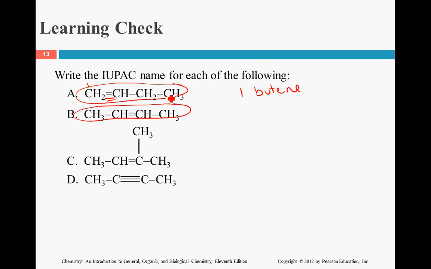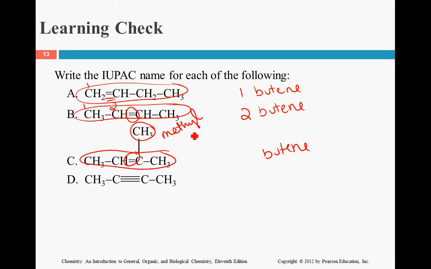Part B, once again you have 4 carbons, so that gives us but-. There's a double bond, so that ends in -ene. There are no substituents, so 1, 2 on the second carbon is your double bond. C, 4 carbons is but-. You have a double bond, so that gives you -ene. You have a substituent, and that's methyl.